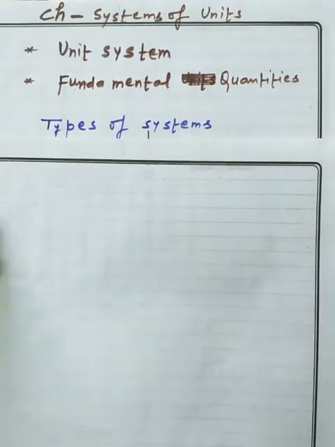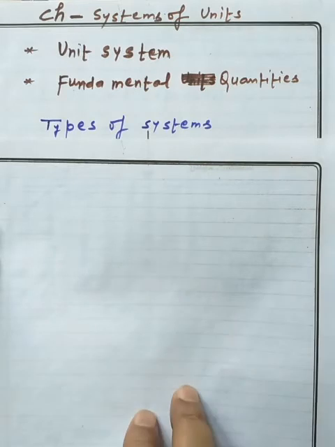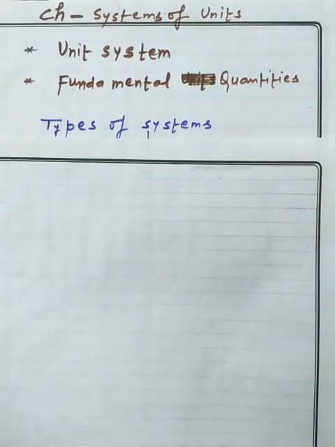Now, dear students, in this lecture video, I will explain the unit system and the fundamental quantities, chapter number 2, system of units. Generally, we have different types of systems in which we measure physical quantities. Generally, we have three basic types of system. First is the FPS, second is the CGS, and third is the MKS system of units.